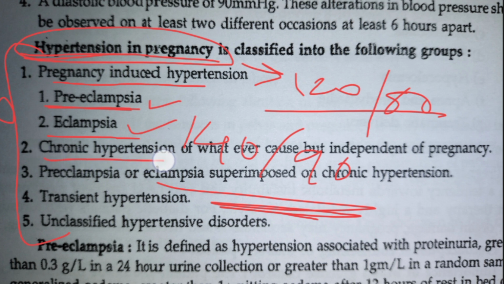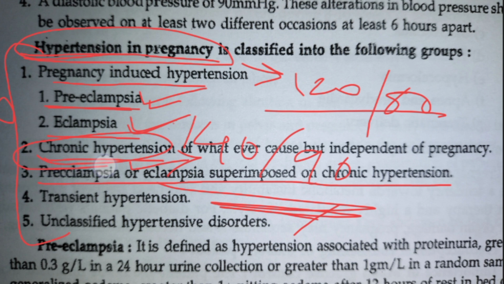Next, chronic hypertension. This is directly based on vital signs, that is the blood pressure ranging from 140 by 90 and above. The third is pre-eclampsia or eclampsia superimposed on chronic hypertension. That is, they will have pre-eclampsia or eclampsia, with chronic hypertension also seen. The BP level will be more than this, and either episodes of fits or proteinuria can be seen in the patient.